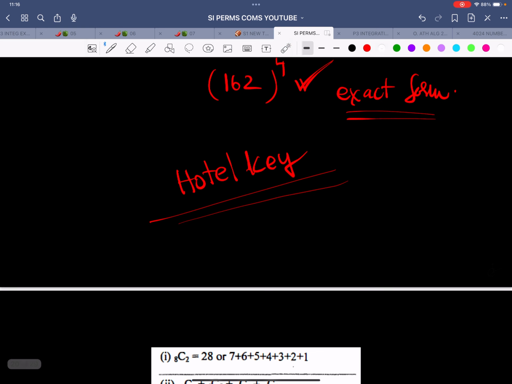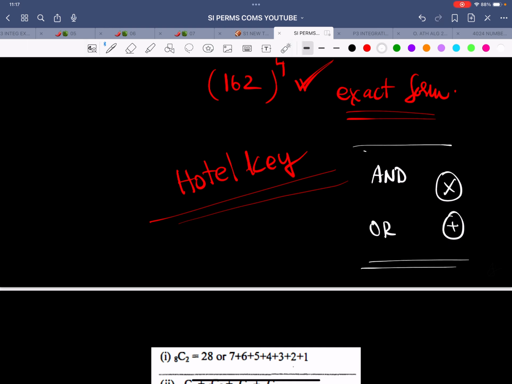So the basic idea is always there: AND leads to multiplication. Let me draw a nice multiplication sign. And OR leads to addition. So that is the basic idea of this particular question.